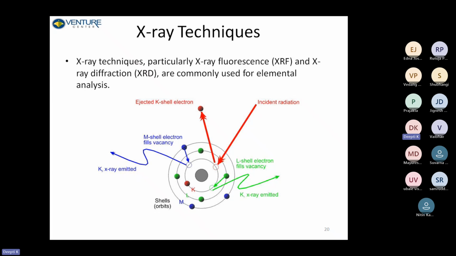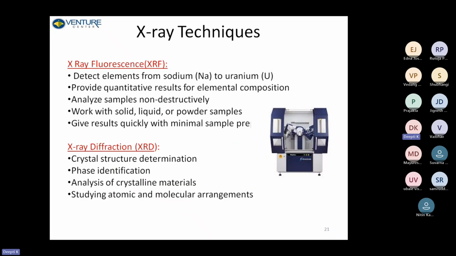As soon as this happens, vacancies are created. Electrons from higher energy levels will then fill up these vacancies. During this process, they emit secondary X-rays. These X-rays are very characteristic to the specific elements and can give us insights into the elemental composition of that sample.